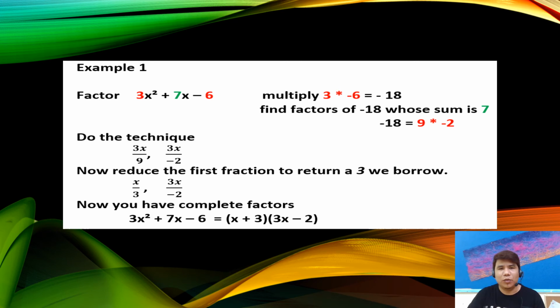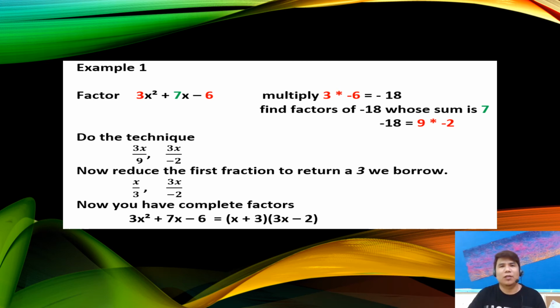And then we write the factors of negative 18 as denominators, so 9 and negative 2. Alright, so we now have the fractions 3x over 9 and 3x over negative 2. What is next? Reduce the first fraction to return a 3 we borrowed, because we should write only one 3, since there's only one 3 here.